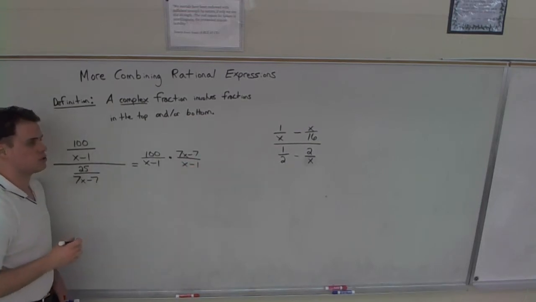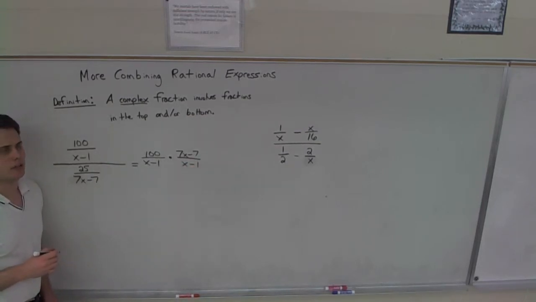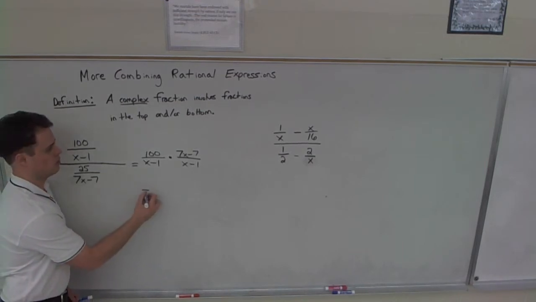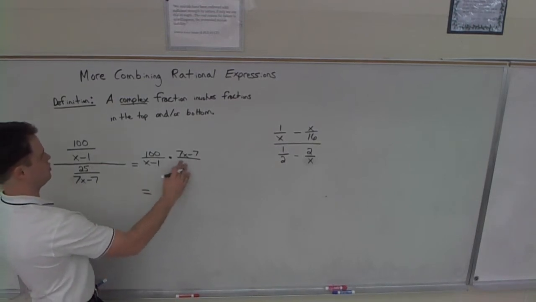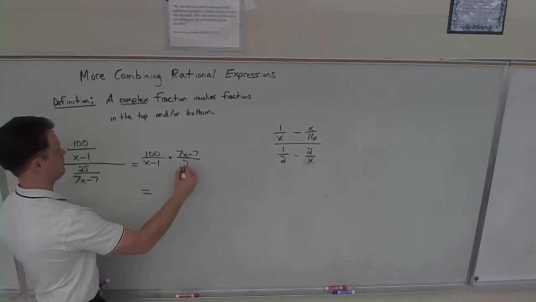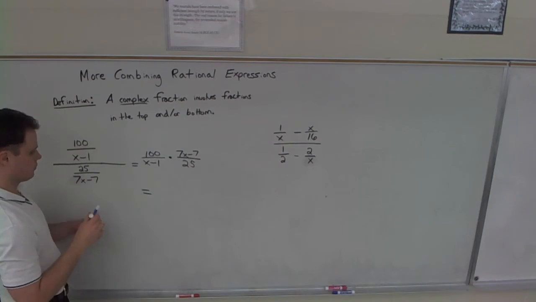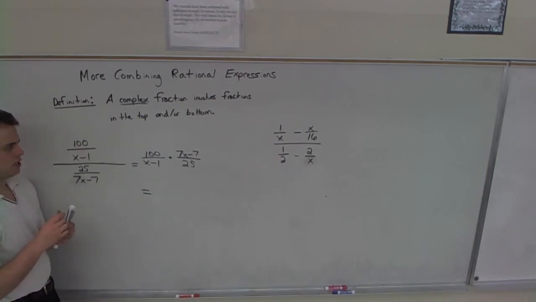This is pretty much how you'll see complex fractions from now on, by the way. That little division sign kind of goes away in more advanced math. So if we do that, oops, I think I made a mistake. This should be over 25, shouldn't it? There we go. Then I think we're done, unless we can simplify.